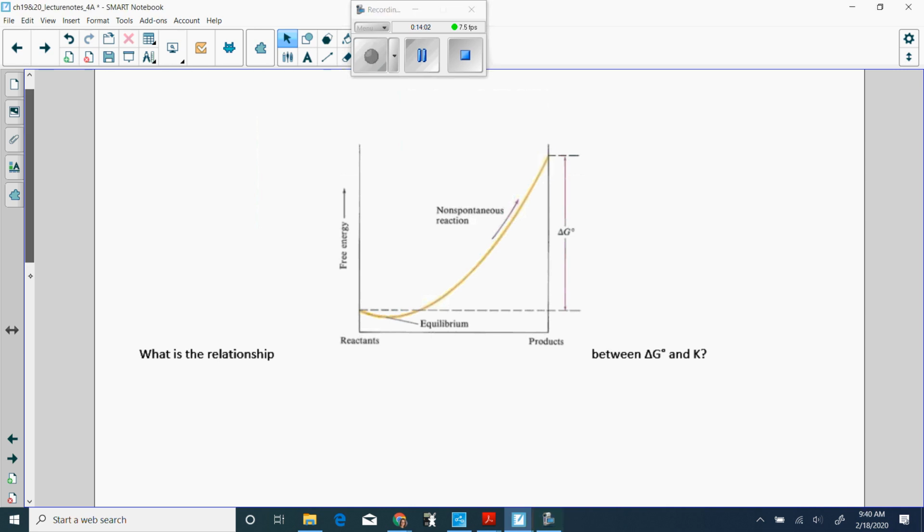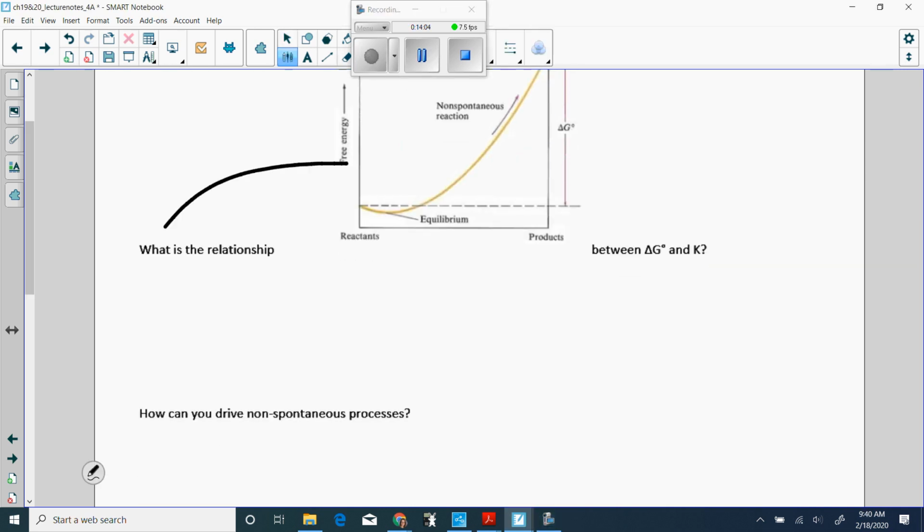Where'd you go? This image goes here. I don't know why it's up there, sorry. I didn't look at it before I sent it to get printed, obviously. That goes with this driving non-spontaneous.